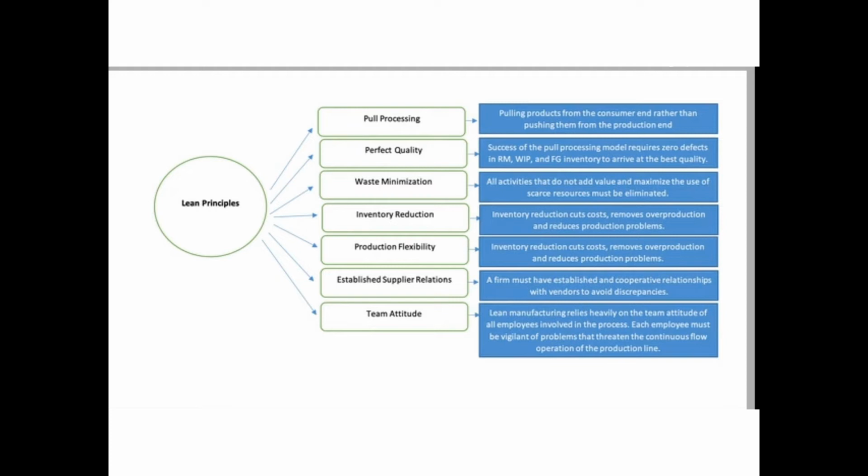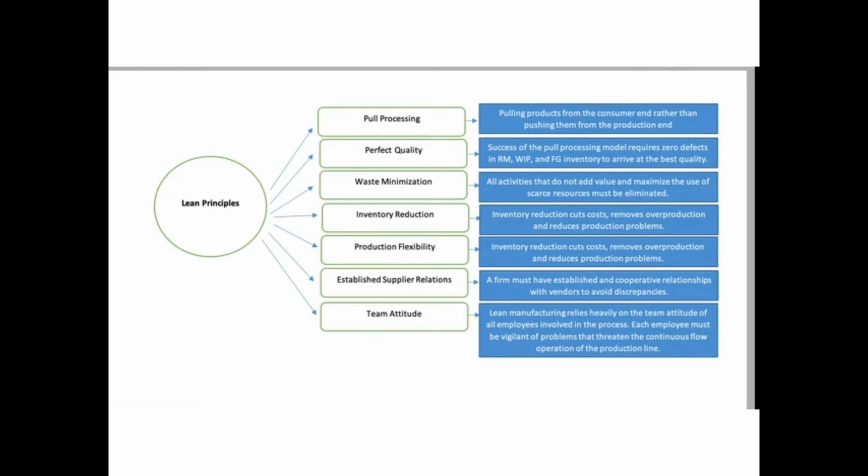The third one is waste minimization. All activities that do not add value must be eliminated, and the use of scarce resources must be maximized. The fourth one is inventory reduction. Inventory reduction cuts costs, removes overproduction, and reduces production problems.